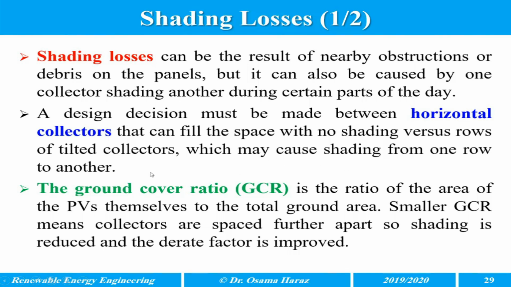So here we'll introduce another factor that is very important for calculating the shading losses. It's called the ground cover ratio, or GCR. GCR is the ratio of the area of the PVs themselves to the total ground area. It's very important to note that smaller GCR means the collectors are spaced further apart, so the shading is reduced and the derate factor is improved.